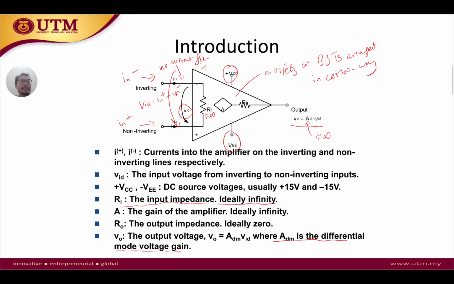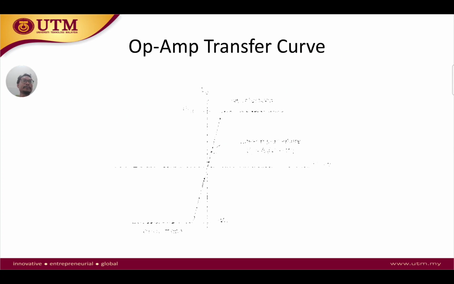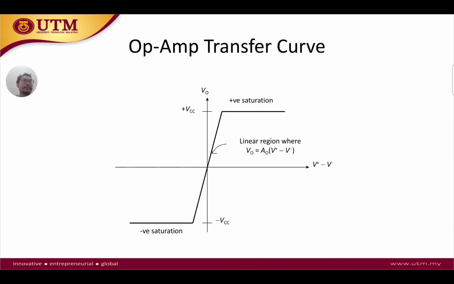Ideally, the gain of the amplifier is infinity. So the ADM, the gain of the amplifier, is infinity. Rout, the output impedance, is ideally 0. So here we say the output resistance is ideally 0, which means that we have a current flow on the output side and no current flow on the input side, with an infinite gain open loop configuration.